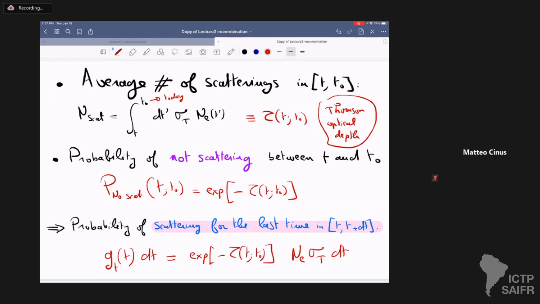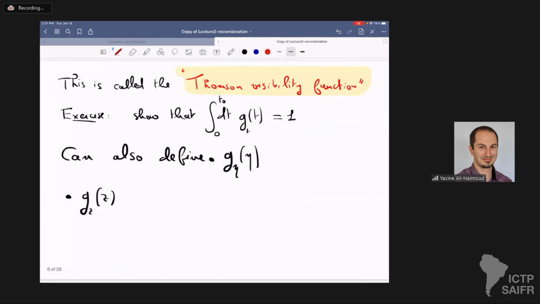And so this function here is called the Thomson visibility function, and it will appear again later, in tomorrow's or the day after's lecture, when we study the line of sight integral for CMB anisotropies. This is a probability distribution, so you are asked to check explicitly for yourselves that it integrates to 1. Actually, it's not quite this function that's going to appear, but rather the same function defined in terms of conformal time. So this is just a matter of changing variables.